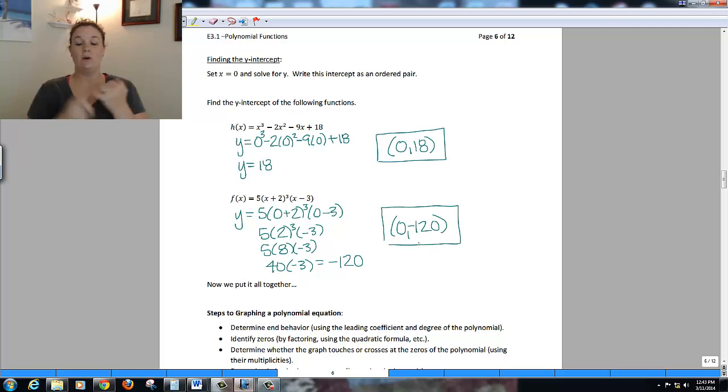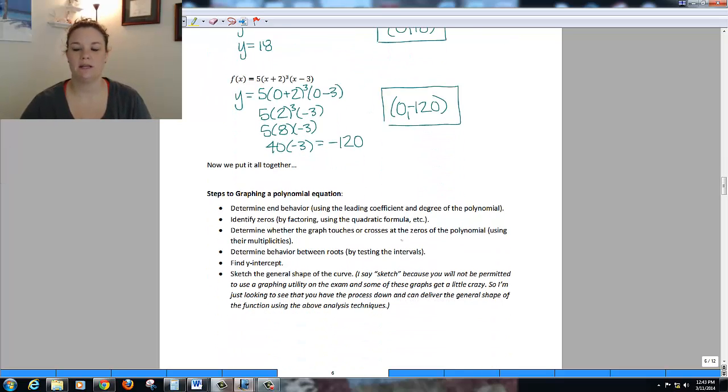Okay, so we know how to find the end behavior. Here, I'll go over it. It's all written at the bottom of the page. It says we put it all together. Our steps for graphing a polynomial: first, we look at the degree of the polynomial. That tells us if our ends are the same or going opposite directions. Then I look at the leading coefficient, which tells me what the right side's doing. So either the right side's going up if it's a positive coefficient, or the right side's going down if it's a negative coefficient. Then we find all the zeros by factoring or using the quadratic formula.